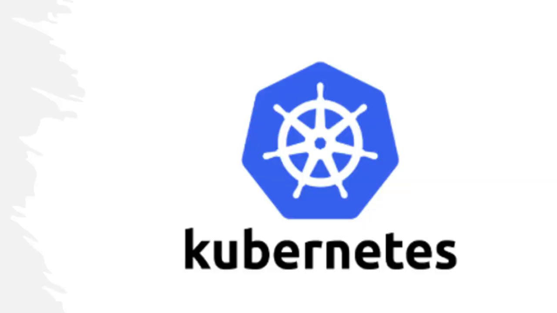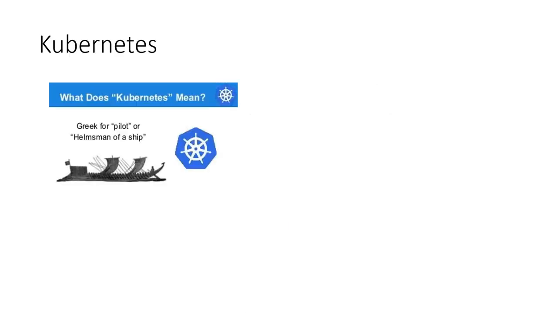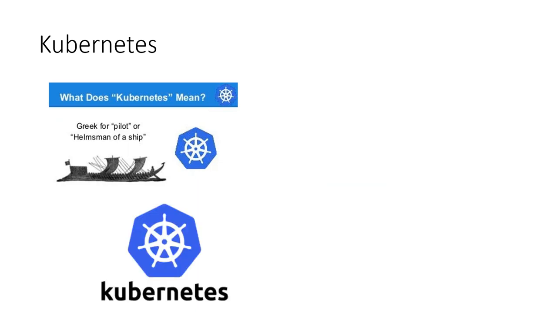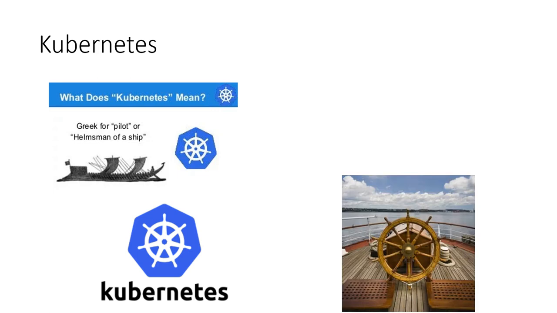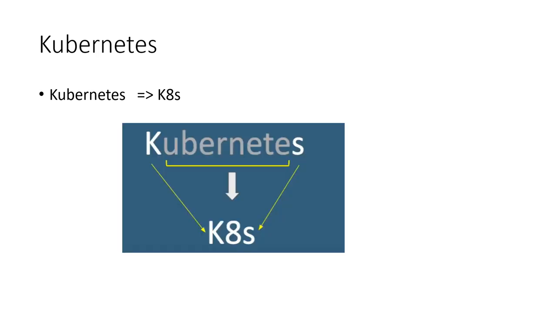In this video, we are going to learn about Kubernetes from scratch. Kubernetes is a Greek word for helmsman or captain of a ship. And if you look at the logo of Kubernetes, it represents the helmsman wheel or steering of a ship. Also, Kubernetes is referred to as K8 or K8s, and that is because there are 8 characters between K and S, and therefore we also refer to Kubernetes as K8s.